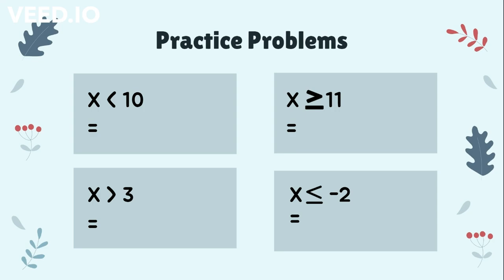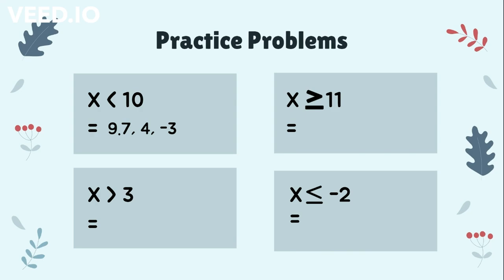x is less than 10. So all you have to do is think of 3 numbers that are less than 10. So the examples that I got are 9.7, 4, and -3. These all work because they're all numbers that are less than 10. It doesn't matter whether it's a decimal number, just a regular number, or a negative number. As long as it fits the inequality, then it's a solution.